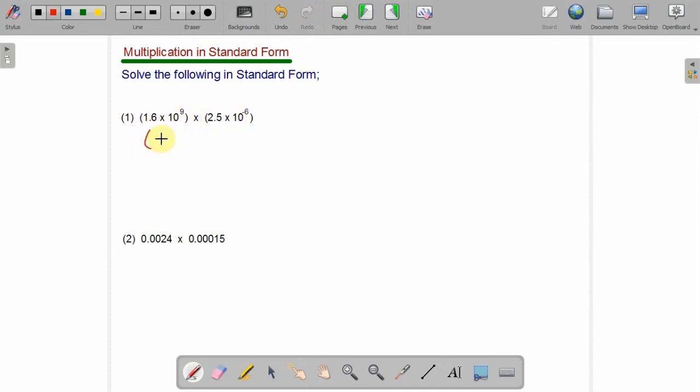You're having 1.6 times 10 to the power 9 and you're having 2.5 times 10 to the power minus 6. To solve this, bring these values into one parenthesis, then the 10 to the power something into another parenthesis. This is what I mean. The first parenthesis, bring the values 1.6 times 2.5, then times another parenthesis, 10 to the power 9 times 10 to the power minus 6.